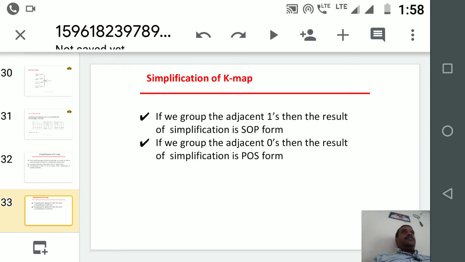So if we group the adjacent ones, then the result of simplification is SOP form. We already told about that. Okay, and if we group the adjacent 0s, then the result of simplification is POS form. Okay, so if you make the group of ones, then it is for the SOP, and if you make the group of 0s, then it will be the POS form.